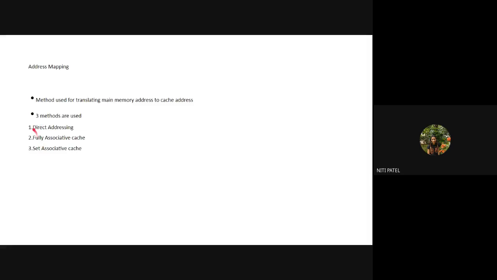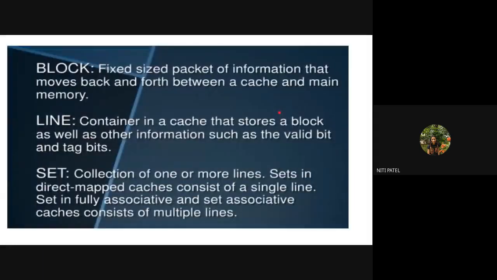Which are they? Either the direct method will be used to convert the memory address into the cache address, or the fully associative method will be used for converting the main memory address into the cache address, or a set associative method will be used for converting a main memory address to a cache address. Now, before we study all these three methods, we first have to understand what we mean by block, what we mean by line, and what we mean by set.